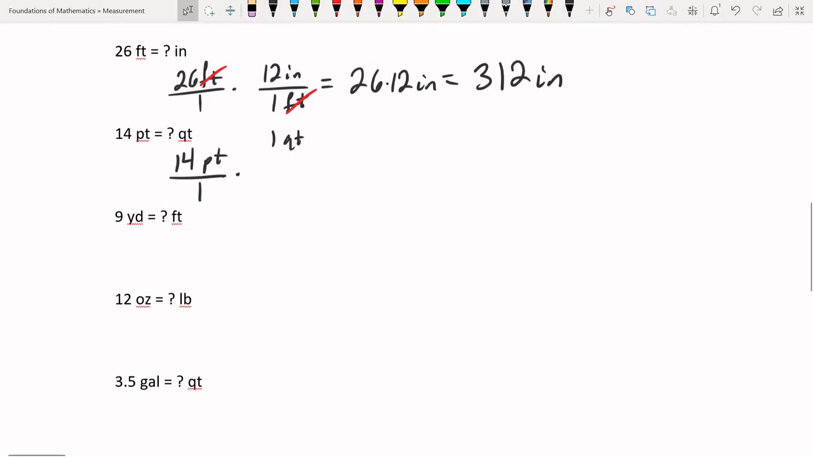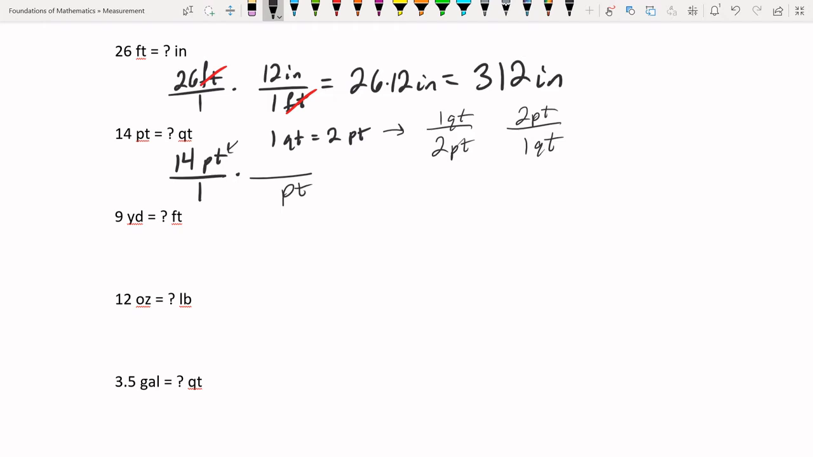We have 1 quart equals 2 pints. Okay, so how do we do this? We can either do 1 quart equals 2 pints, or we can do 2 pints equals 1 quart. Either way, it's the same unity fraction, but what does our problem require? Our problem requires pints to get removed, so we need to have pints on bottom, which means quarts have to be on top, and we have 1 quart equals 2 pints.